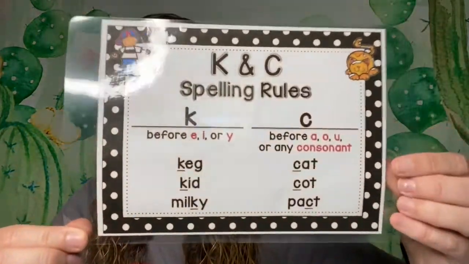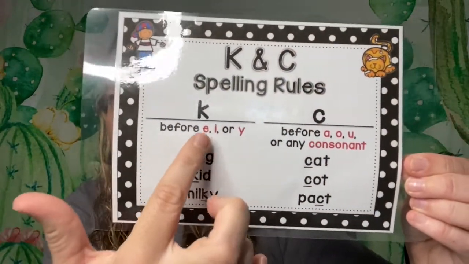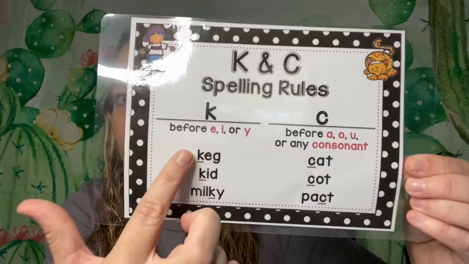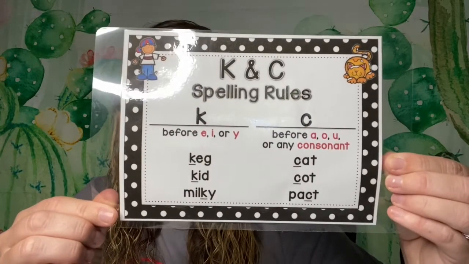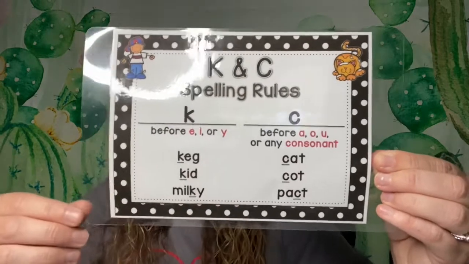Okay, as we just reviewed, we've learned several rules for the spelling with the k sound. At the beginning or middle of the word, we use K or C. When do we use the K? Before E, I, or Y. Those are our spelling rules for K and C. Like this. K comes before E, I, or Y, like in the words keg, kid, milky. There you go. Good job.